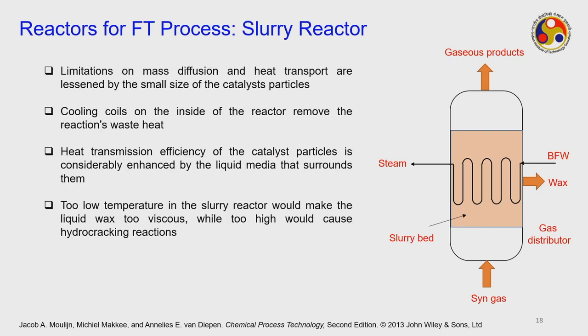So, what are the advantages of this? One is that the limitations on mass diffusion and heat transport are lessened by the small size of the catalyst particles. Okay. Whatever heat is generated within the slurry is taken care of by this liquid, and also by the steam which is generated. The cooling coils inside the reactor remove the reaction waste heat. Just now I discussed, you have the cooling coils here, in which boiler feed water is flowing. Heat transmission efficiency of the catalyst particles is considerably enhanced by the liquid media. You have the catalyst particles dispersed inside, and because they are placed inside a slurry, heat transfer is efficiently taken care of.